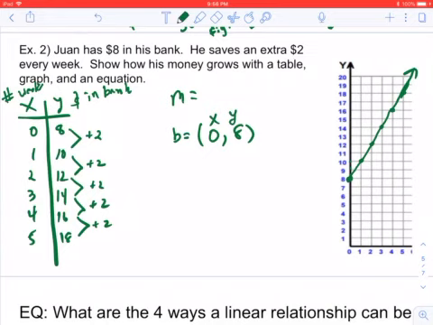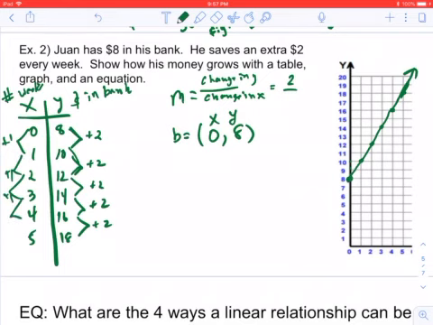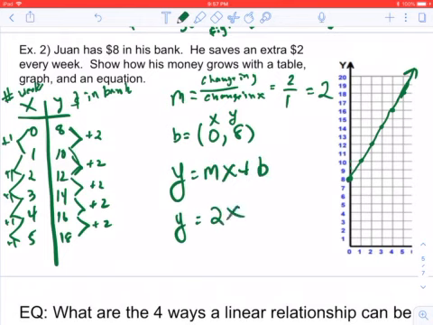All right, and then our slope, we want our change in y over our change in x. So our change in y we already have marked is we are increasing by 2 each time. So 2. And our change in x, we're doing it 1 week at a time. So that is all increasing by 1. So we get 2 over 1 or 2. So our equation in y equals mx plus b form is going to be y equals 2x plus 8, substituting in that slope and the y-intercept.